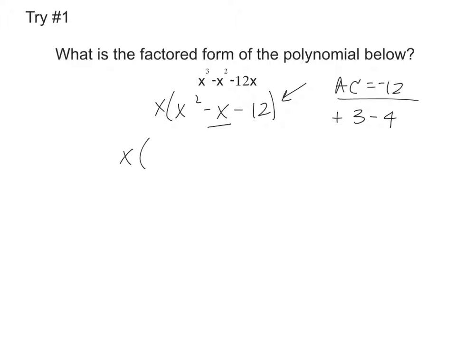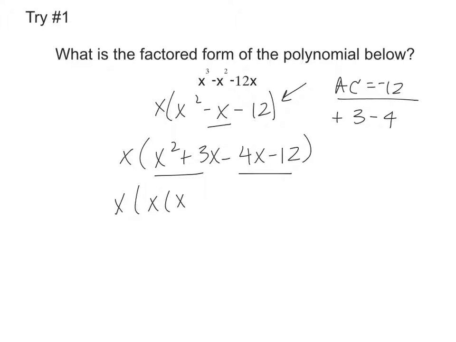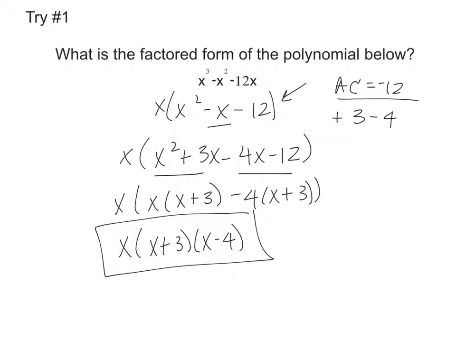And we're going to replace that with that negative x position. So here we go. X squared plus 3x minus 4x minus 12. Group the first half, group the second half. X, what's left over is x, parentheses, x plus 3. And then negative 4, and that's going to be x plus 3. So x is the first factor, x plus 3 is the second, and x minus 4 is the last one.